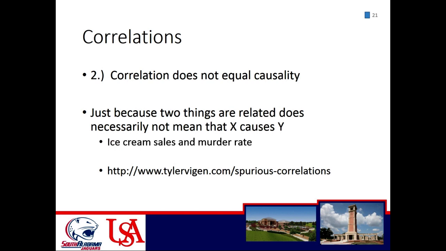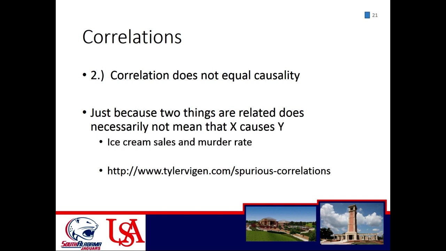Can you guess what that third variable is? A lot of people assume it's actually temperature. When summer starts, when things get hotter, people tend to buy more ice cream, but there's also a higher murder rate. People get more anxious when it's hotter, and people are out more. When it's cold, people stay inside, they don't do as many dangerous activities.